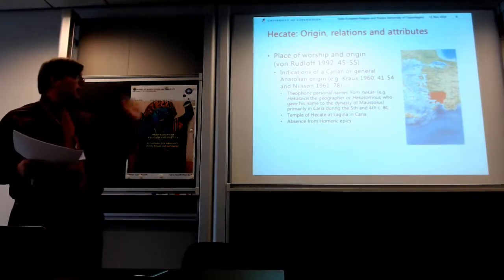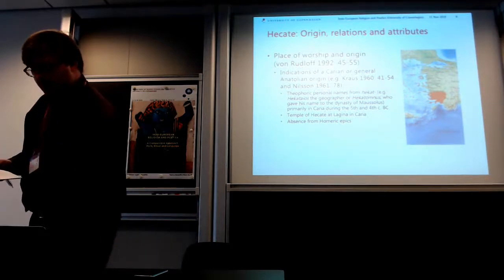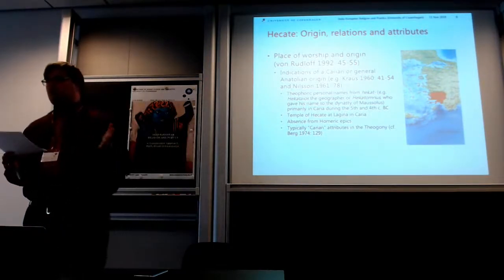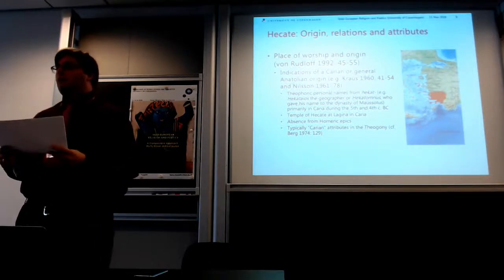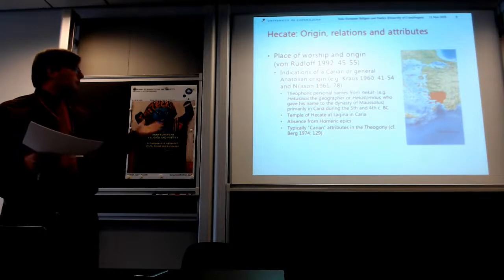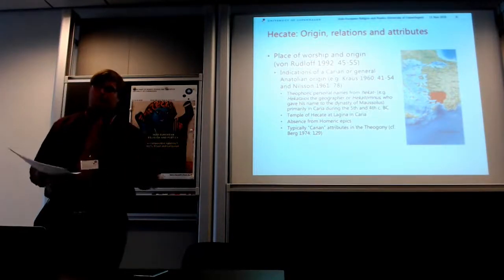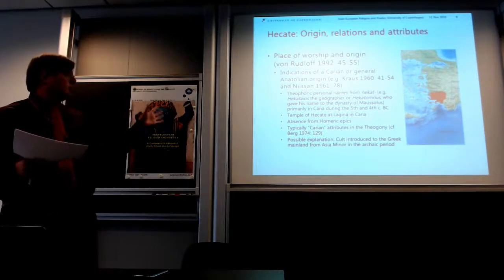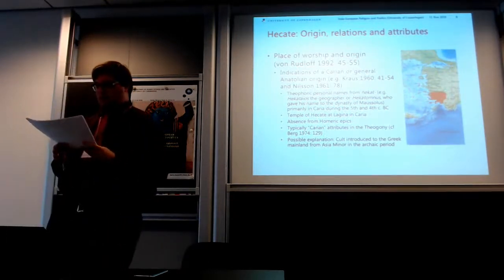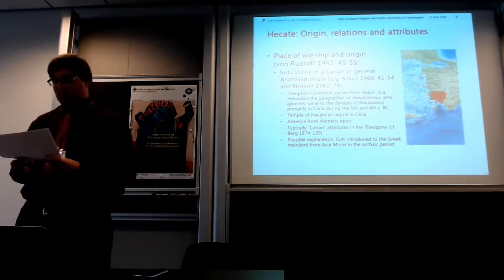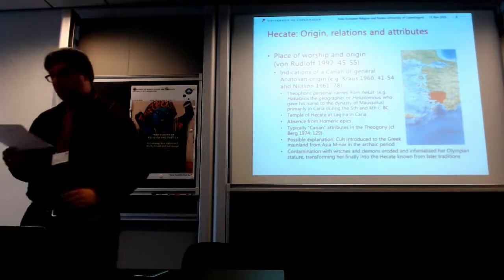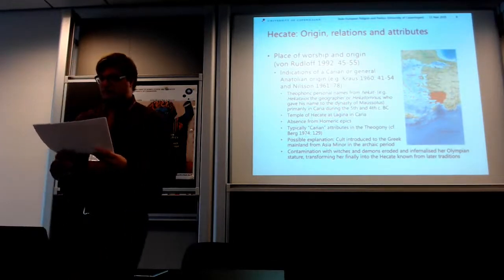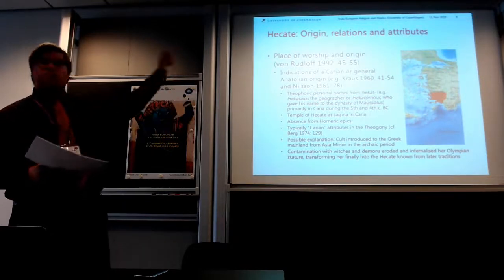We don't find Hecate mentioned in the Homeric epics. And it has been mentioned by Berg, who actually does not support the Anatolian origin of her, that we have some typically Carian attributes of her in Hesiod's Theogony. But again, was that because of Hesiod's own origin? Well, it's hard to say. At least if we follow this line of thought, we could say that a possible explanation of her origins could be that her cult was introduced to the Greek mainland from Asia Minor in the Archaic period, and then we would have had contamination with witches and demons that eroded and infernalized her Olympian stature, transforming her finally into the Hecate known from later traditions. This is the viewpoint of Krause and Nielsen.